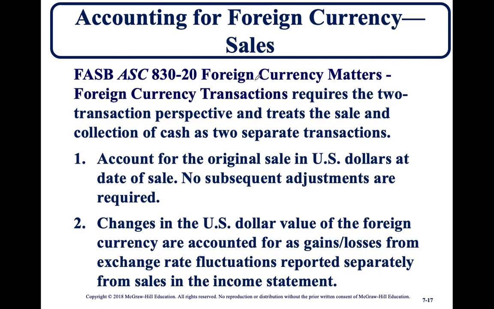So under FASB ASC 830-20, this is the one that guides the foreign currency matters, and we are to adjust our accounts payable or accounts receivable and then recognize a gain or loss on our income statement. And I'll cover that in just a minute.